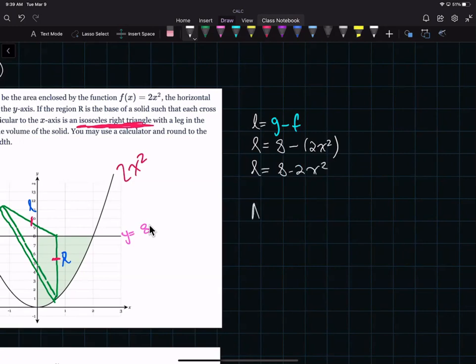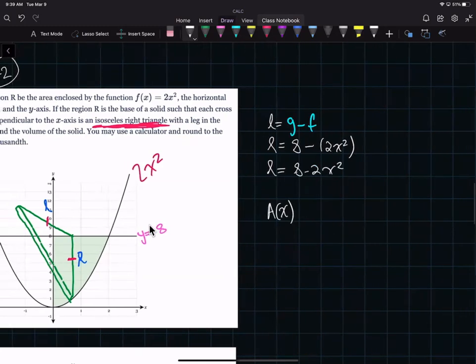Okay, now what is my A of x? I think you guys can probably guess. A of x is basically the area of the sample triangle. What is the area of the sample triangle? Well, it's going to be L times L divided by 2. Okay, a triangle is always divided by 2.